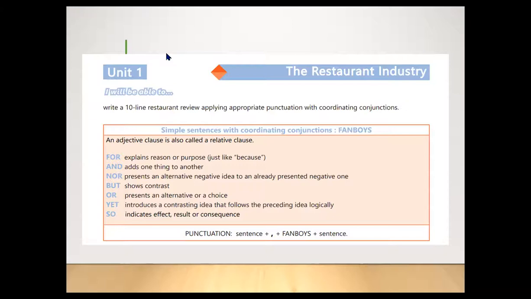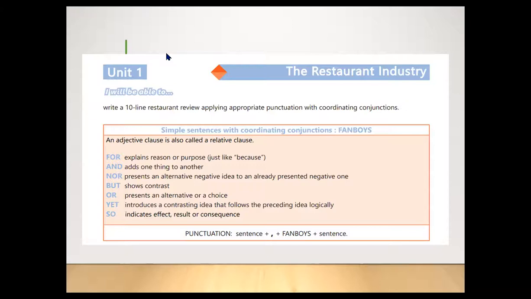Who was a volunteer for that one? I think it was me. Diana. Okay. Or presents an alternative or a choice. For example, do you prefer hot or cold weather? I prefer cold weather, but I like San Miguel, so it's difficult to choose. Okay. Excellent. Thank you so much.